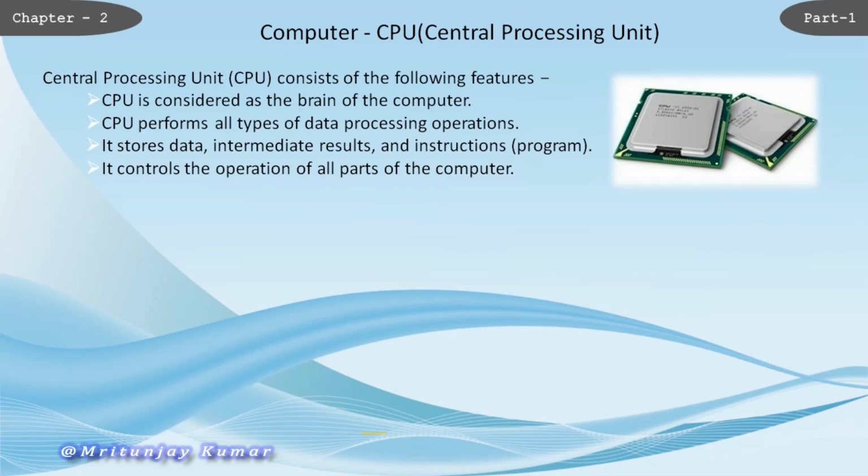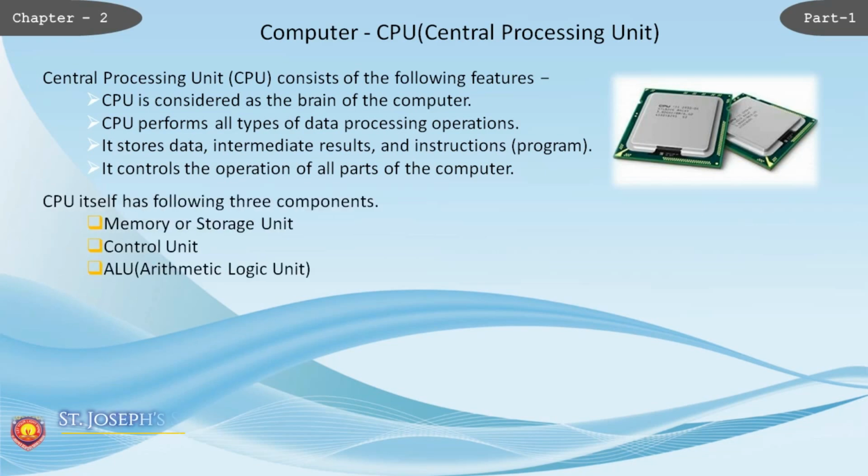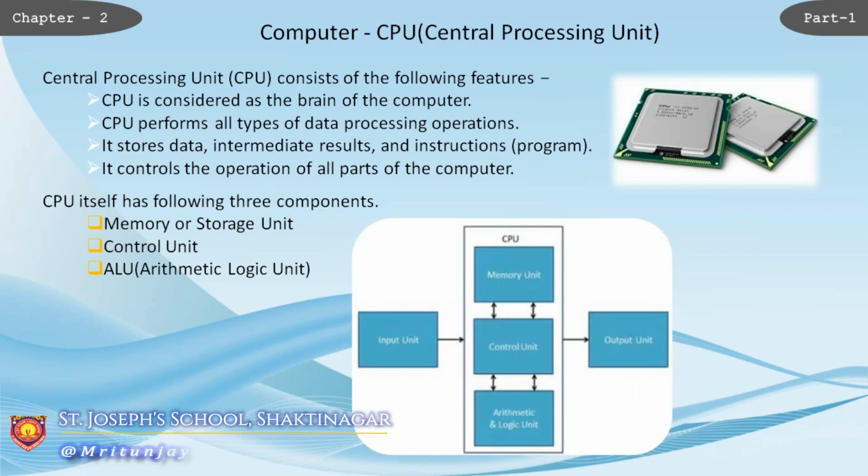CPU performs all types of data processing operations. It stores data, intermediate results and instructions, that is called a program. It controls the operation of all types of computers. CPU itself has the following 3 components. Number 1 is memory or storage unit, second is control unit, and third is ALU, that is arithmetic logic unit.